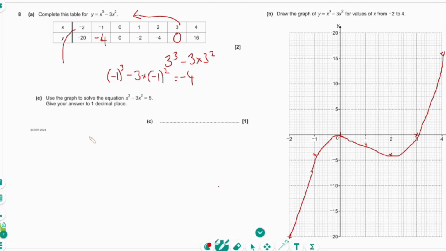Use your graph to solve the equation x cubed minus 3x squared is equal to 5. So I need to know when the answer is 5, so I'm going to draw a line at y equals 5. Give your answer to one decimal place, 3.5.